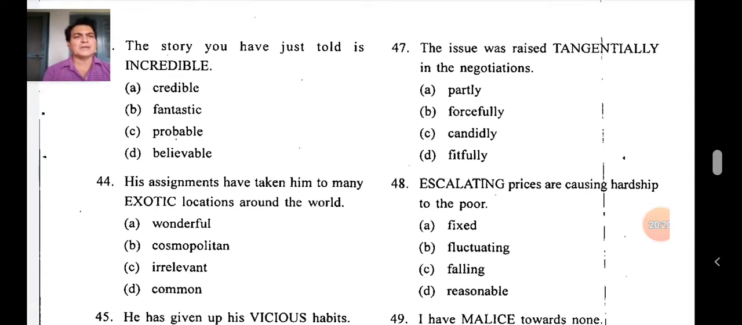Now escalating prices are causing hardships to the poor. Escalating, increasing prices. So fixed, fluctuating, falling and reasonable. So falling will be the right answer.